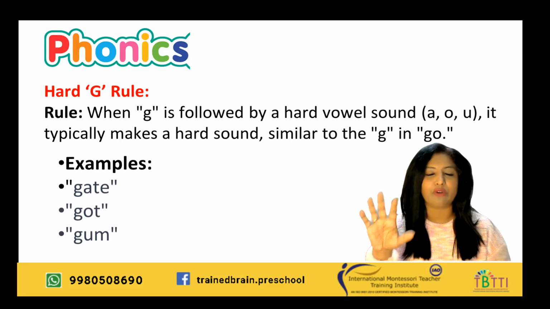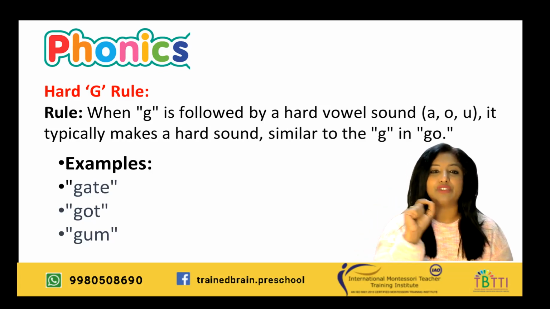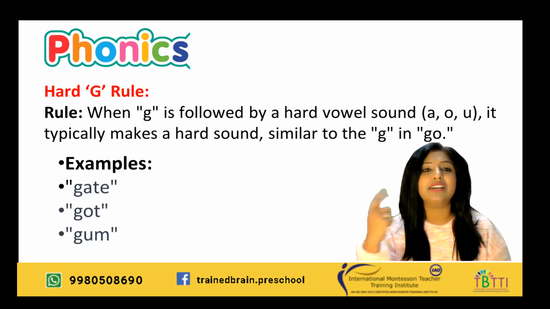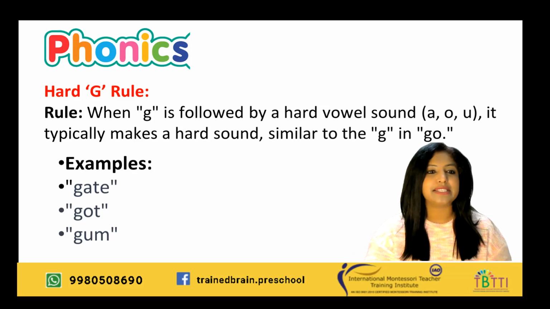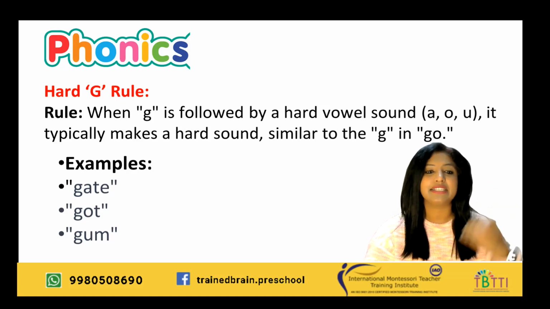So you can write this down and put it up on the notice boards in your classes so the children don't forget this rule. The third one is when I have a vowel U, in words like gum. I could hear the G sound. So this is about my hard G sound, wherein when I have my hard G, I hear the G sound.